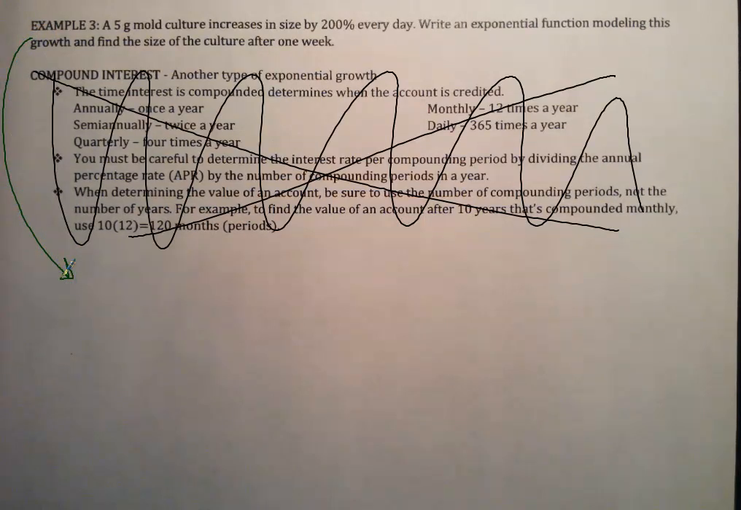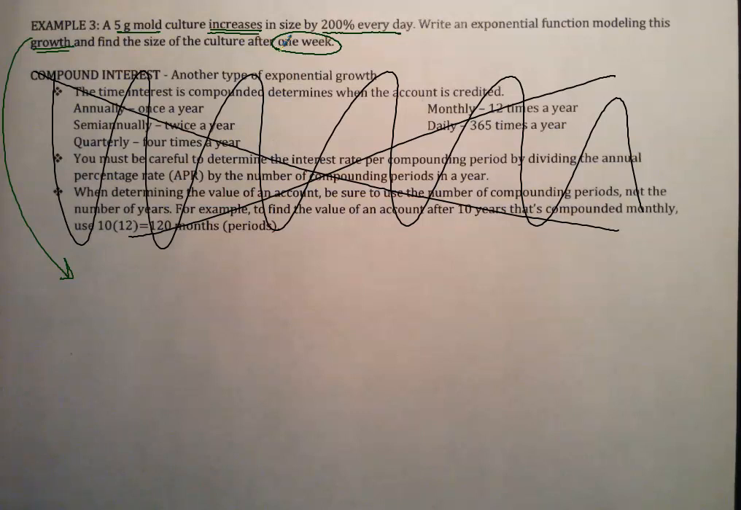All right, so example 3, a 5-gram mold culture, that's helpful, increases in size by 200% every day. Write an exponential function modeling this growth, right, growth and increases, and find the size of the culture after 1 week. Okay, so we have to write an exponential function and find the size after 1 week.